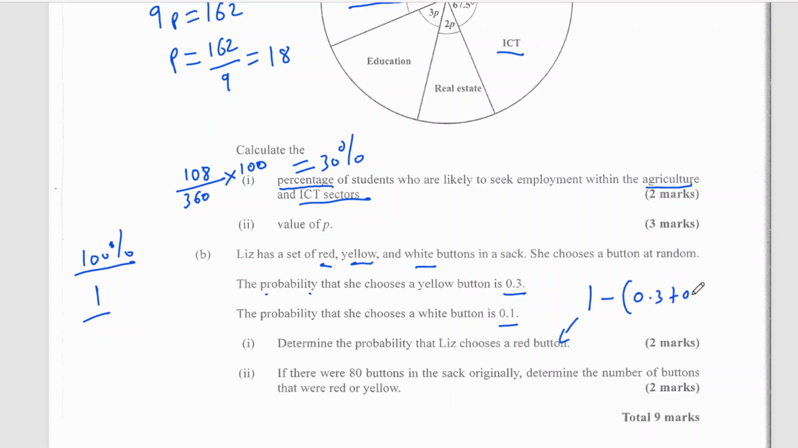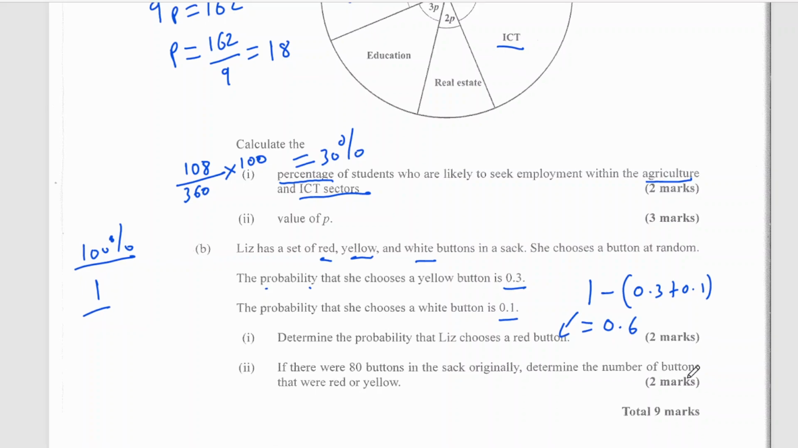1 minus 0.3 plus 0.1, so 0.6. So the probability that Liz chooses a red button would be 0.6.